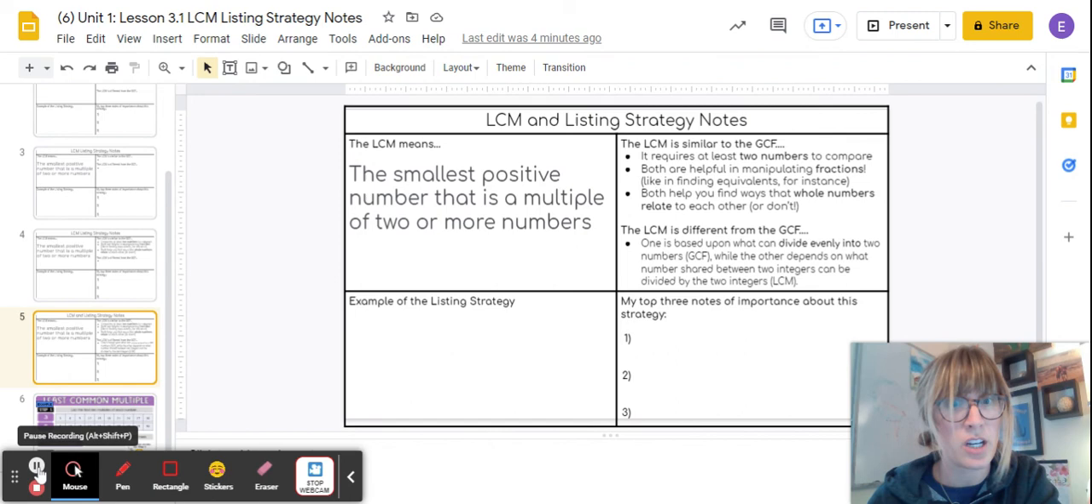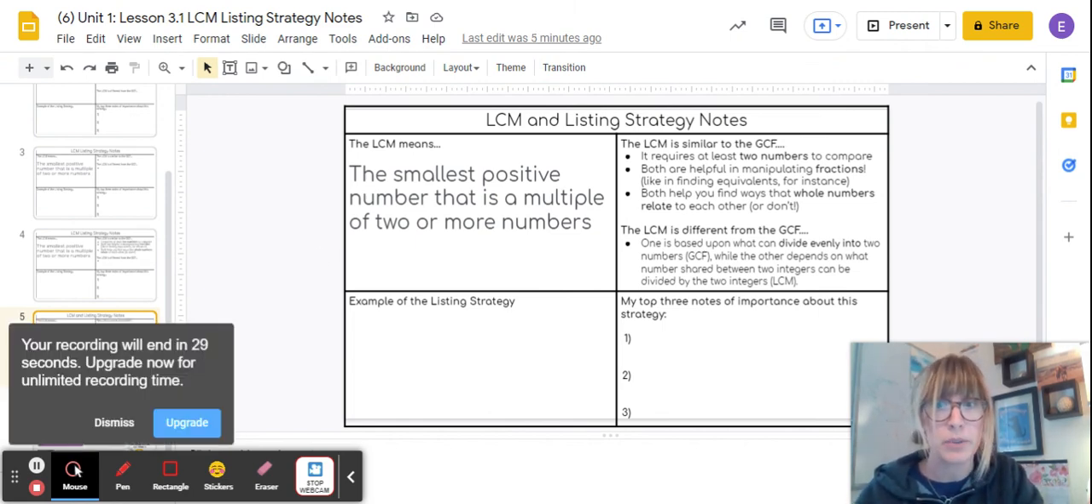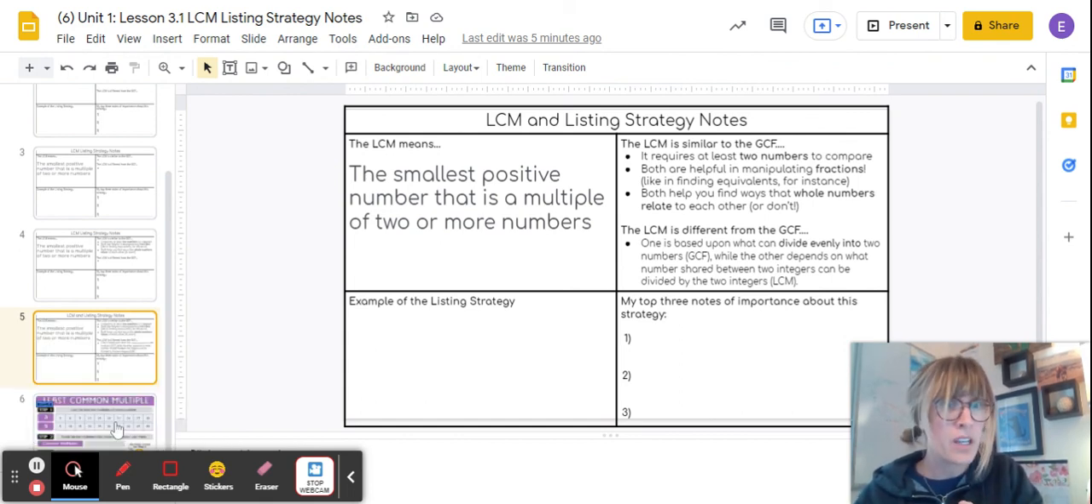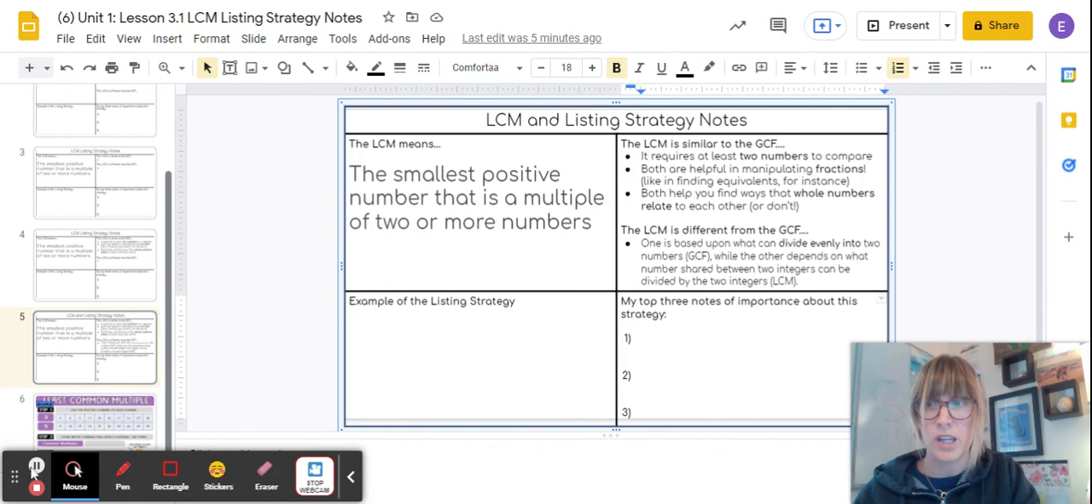So your mission here is to think about your top three notes of importance about when using that listing strategy. You can put your own example here, or you can use the example from this video and from this slide. And then you can put your top three notes of what you want to remember when working with the listing strategy.